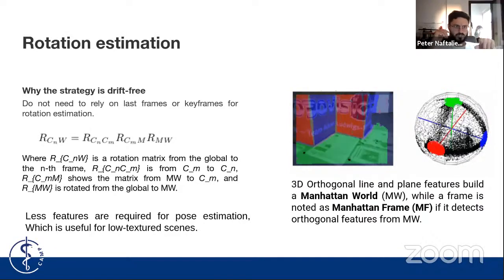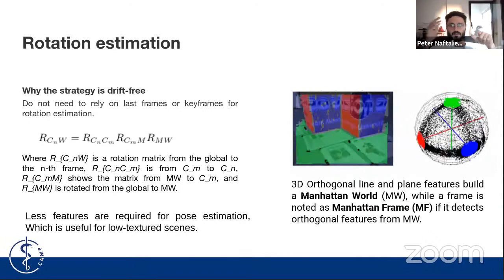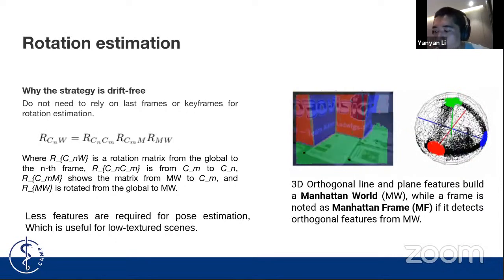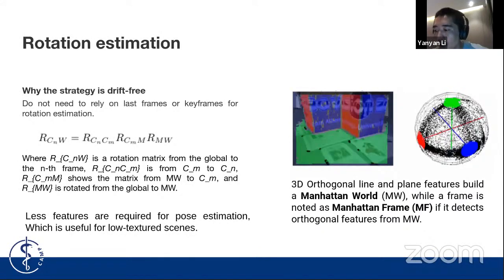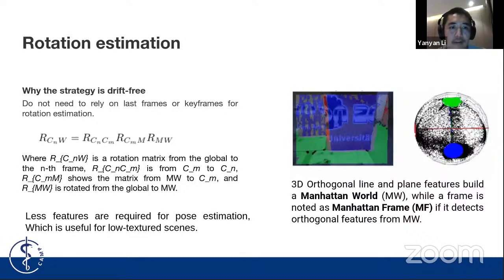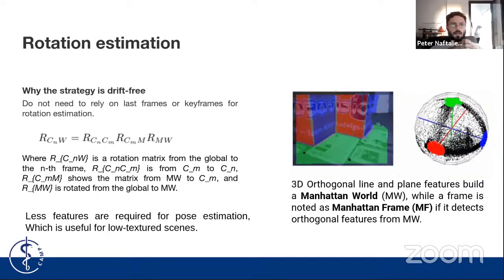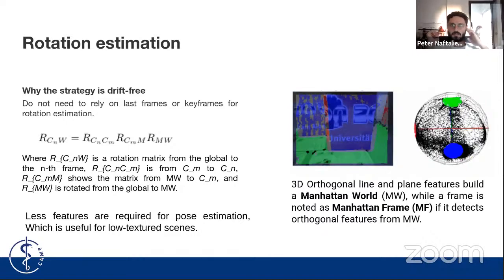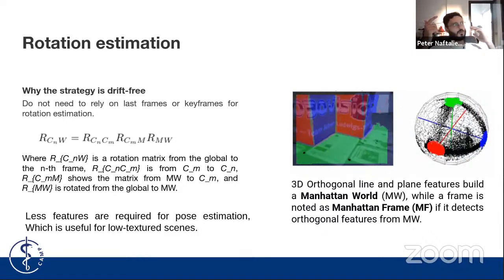The notation R_CNW is basically CN of Manhattan world. R_CNW means from the world coordinate to the camera coordinate. This is world to camera. R_CM means from Manhattan to camera. So we can estimate R_CM because we have R_CM-1, the previous frame. That's why we can estimate the next one.